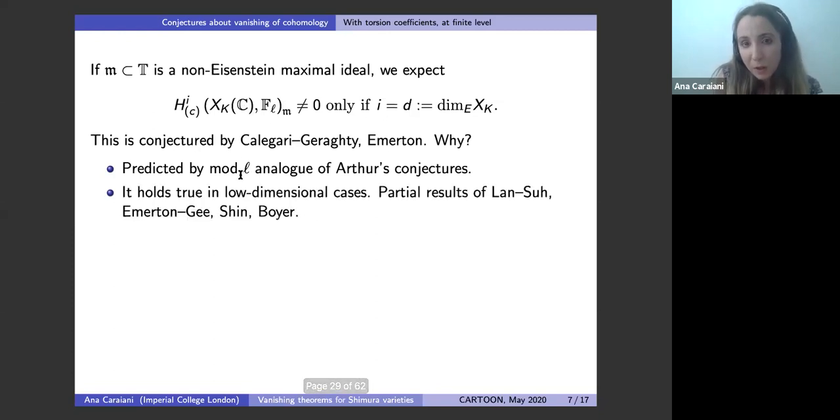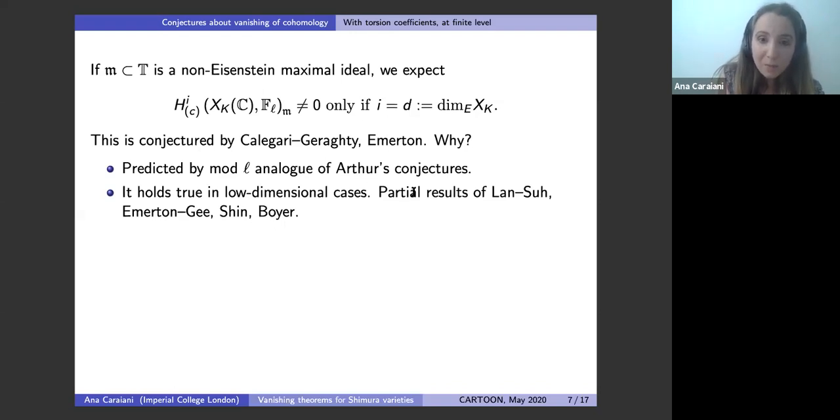And another reason, so in characteristic 0, it's essentially known. Another reason why you might expect something like this to hold true more generally is that you can actually prove it in low dimensional cases. For instance, for the cohomology of modular curves.